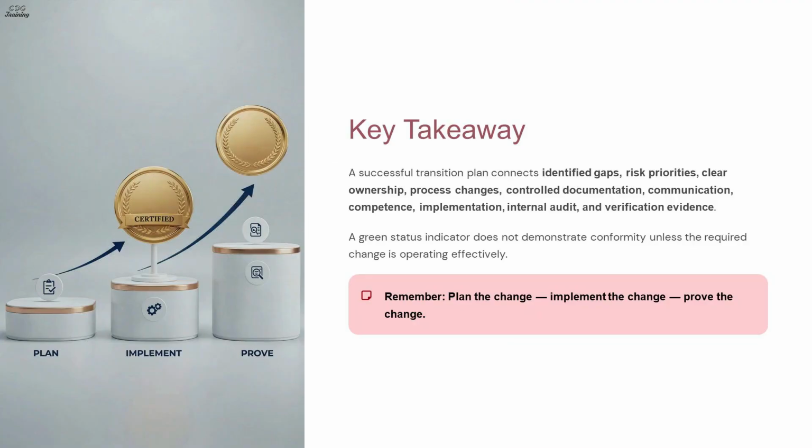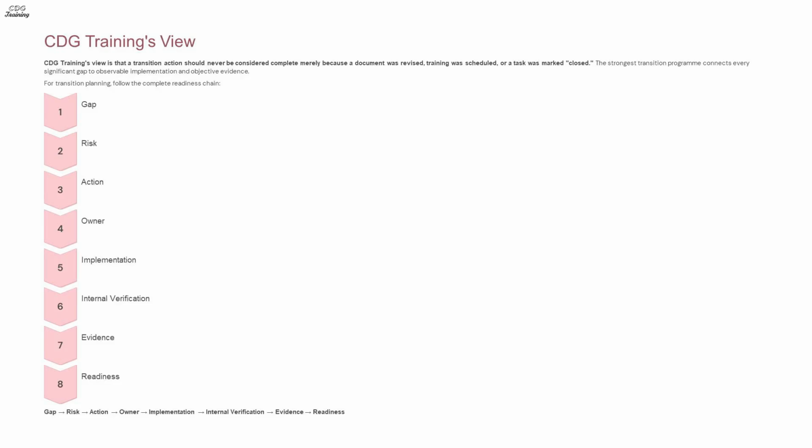A successful transition plan connects identified gaps, risk priorities, clear ownership, process changes, controlled documentation, communication, competence, implementation, internal audit, and verification evidence. A green status indicator does not demonstrate conformity unless the required change is operating effectively. CDG Training's view is that a transition action should never be considered complete merely because a document was revised, training was scheduled, or a task was marked closed. The strongest transition program connects every significant action to verifiable implementation evidence.